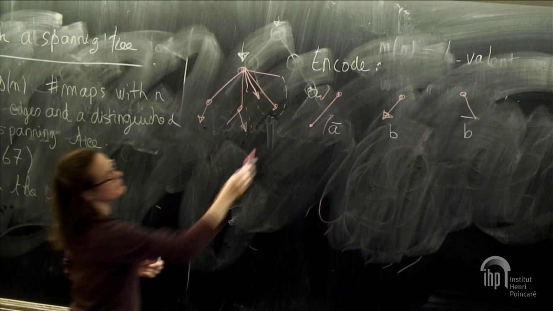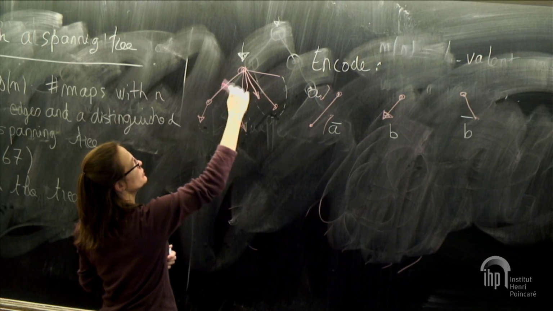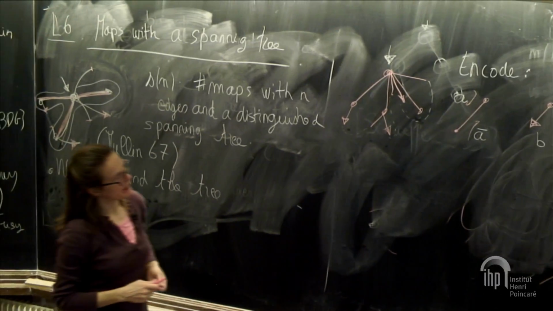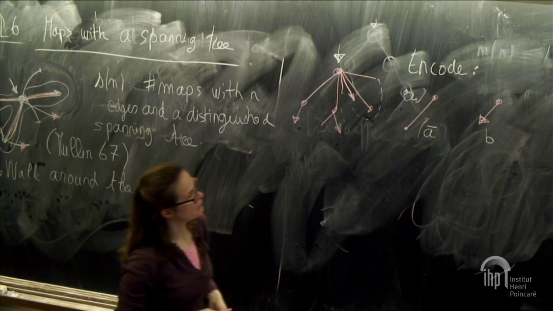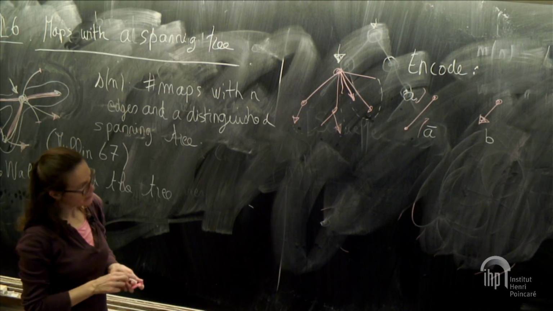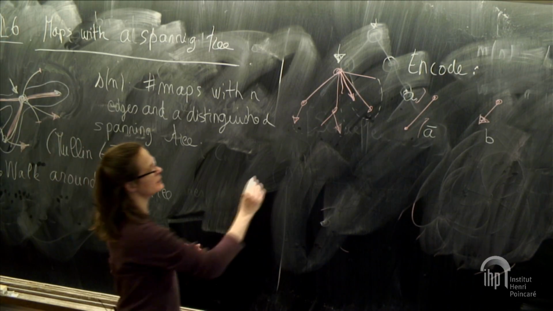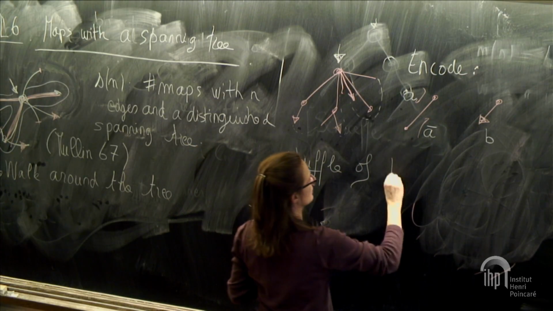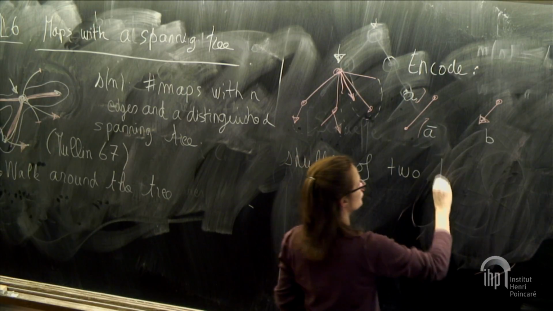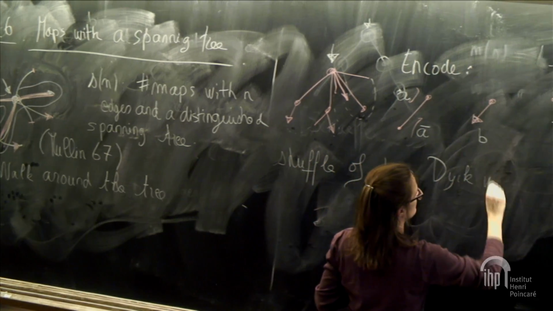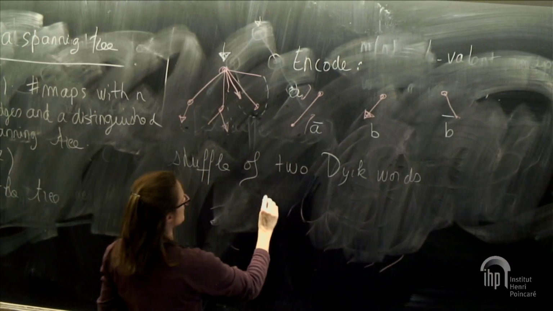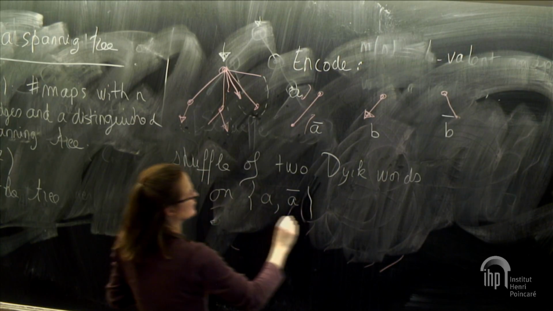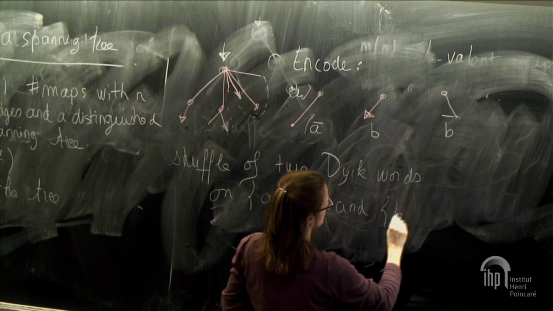And there's also a matching between A and A bar, which correspond to just the usual encoding of a plain tree by a word on a two-letter alphabet. So in other words, what I have here is a shuffle of two words, in fact, of two Dyck words, if you know what a Dyck word is. One on the alphabet A, A bar, and the other on B, B bar.